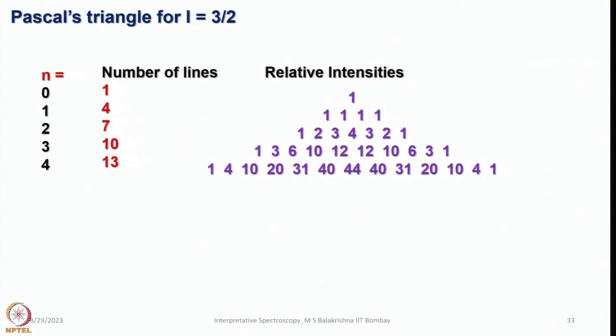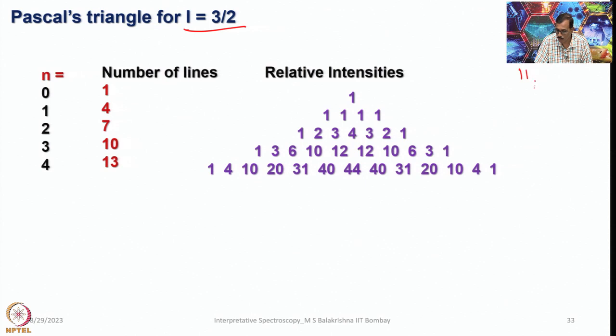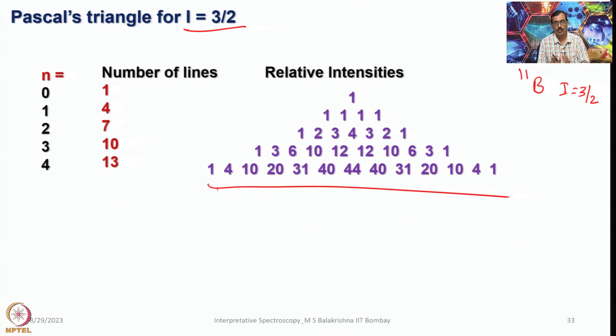Now I have written another Pascal triangle for I equals 3/2. For example, 11B boron has I equals 3/2. If we come across any spectrum with a larger number of lines, we can conveniently use this Pascal triangle to calculate the relative intensities. Here, if you simply take 0, using 2nI plus 1, it becomes only 1. If you have 1, then 2 into 1 into 3/2 plus 1, so we get 4 lines.